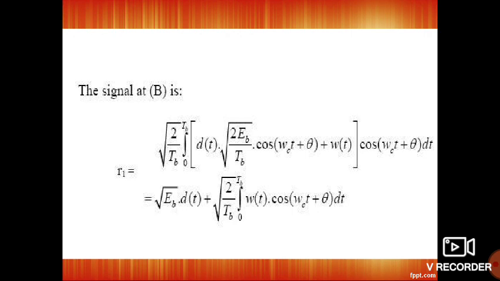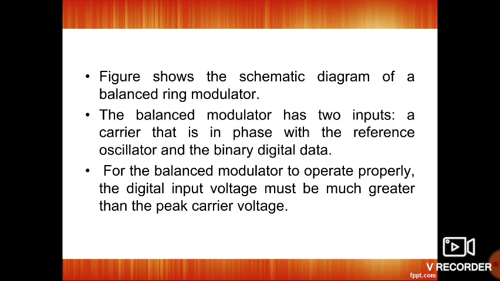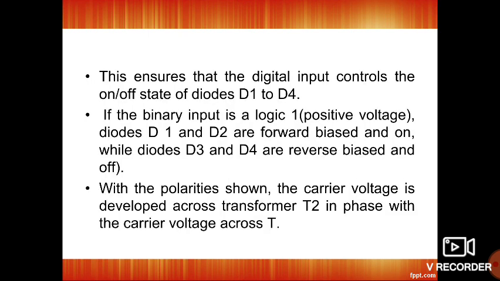So the BPSK signal can be represented as two levels, b(t) positive and b(t) negative. The transmitter is simply represented as binary data input, level converter, balanced modulator, band pass filter, and modulated PSK output. One input of the balanced modulator is sin(omega c t), that is one signal, and the other is the pulse signal. The waveform is generated after passing these blocks, and finally the BPSK signal is generated.